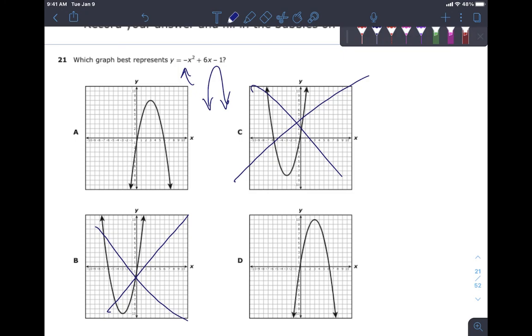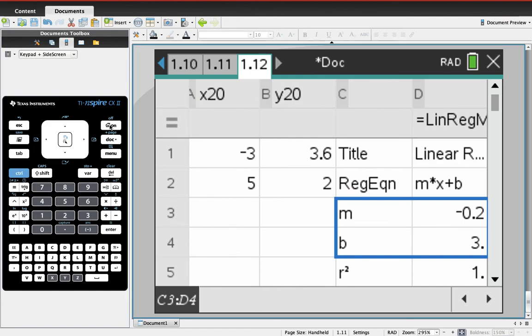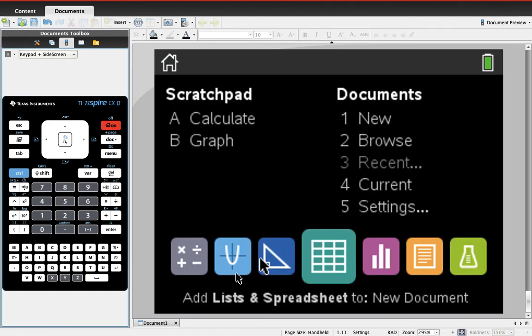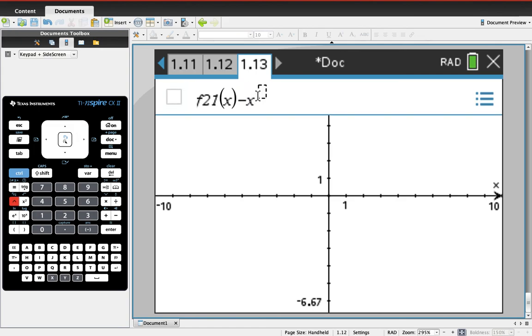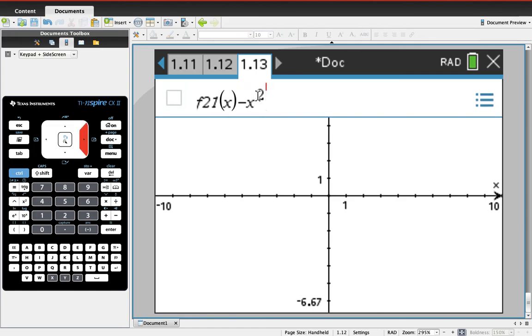So instead of driving myself crazy, I'm going to just graph this. Let me go over here into my graphing mechanism in my calculator. And I'm going to say this is f from number 21. And this is -x to the power of 2 plus 6x minus 1.